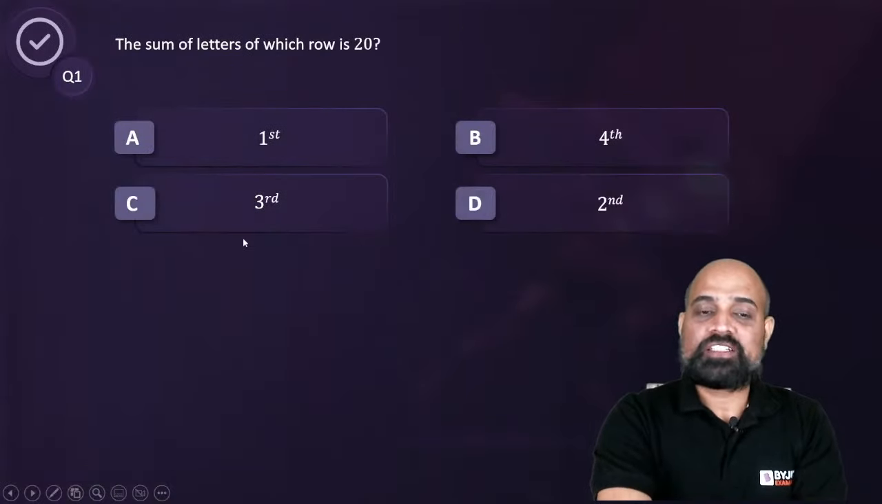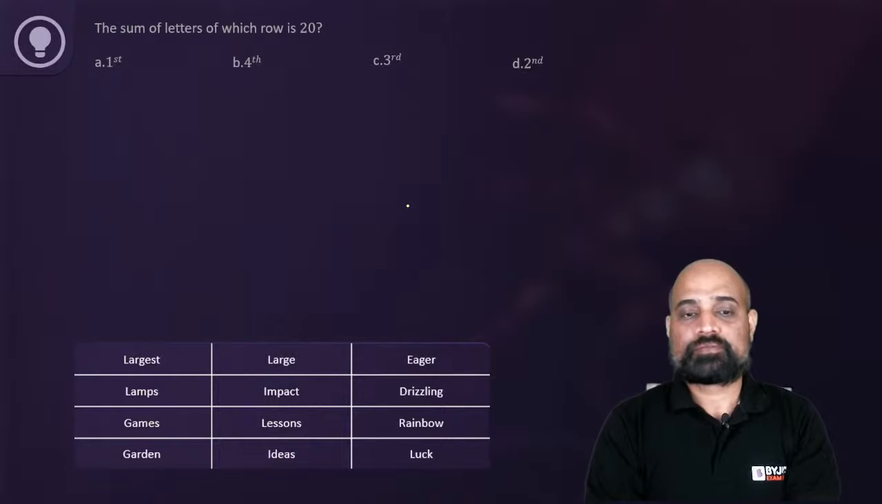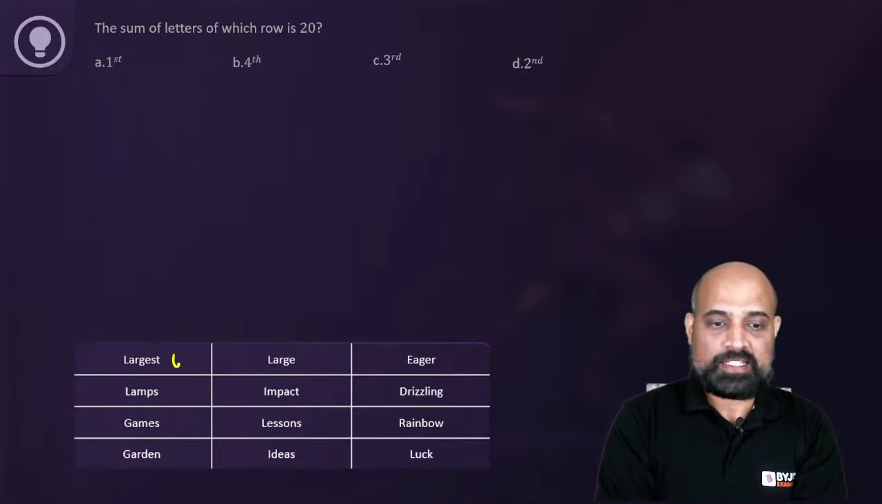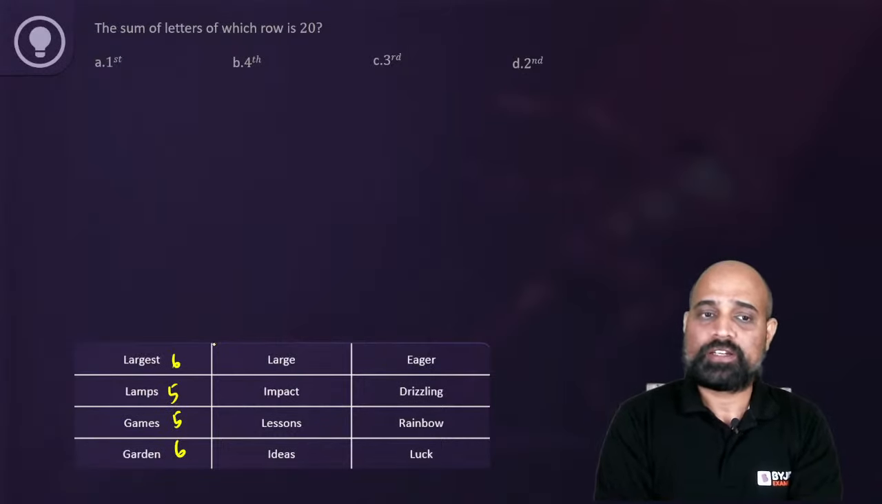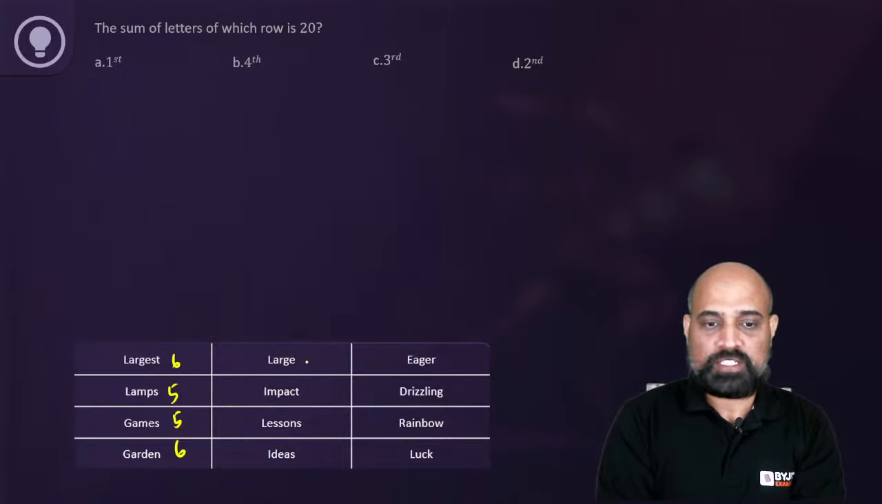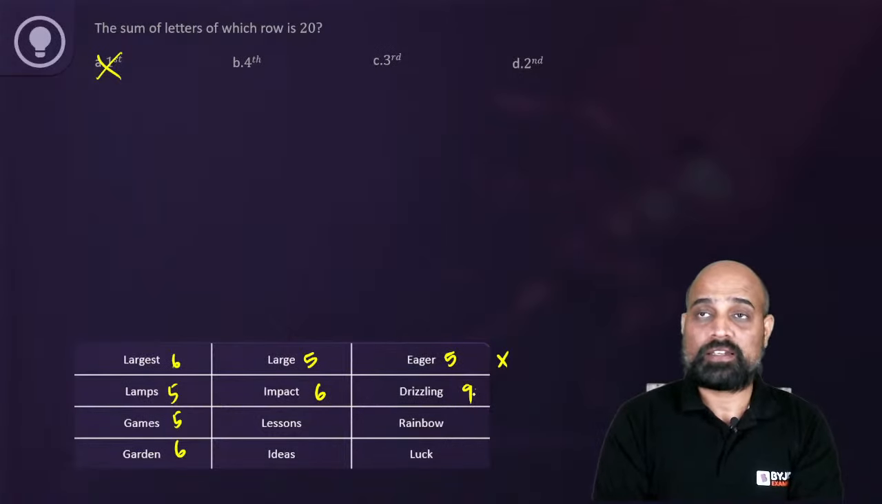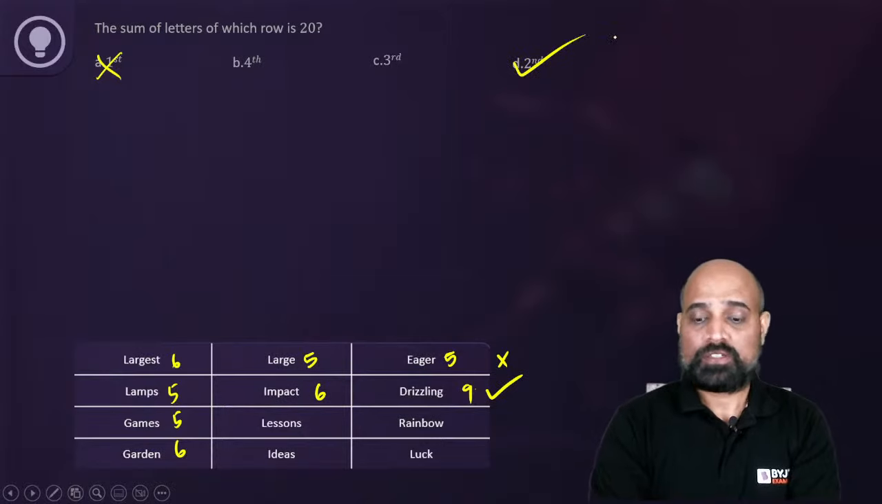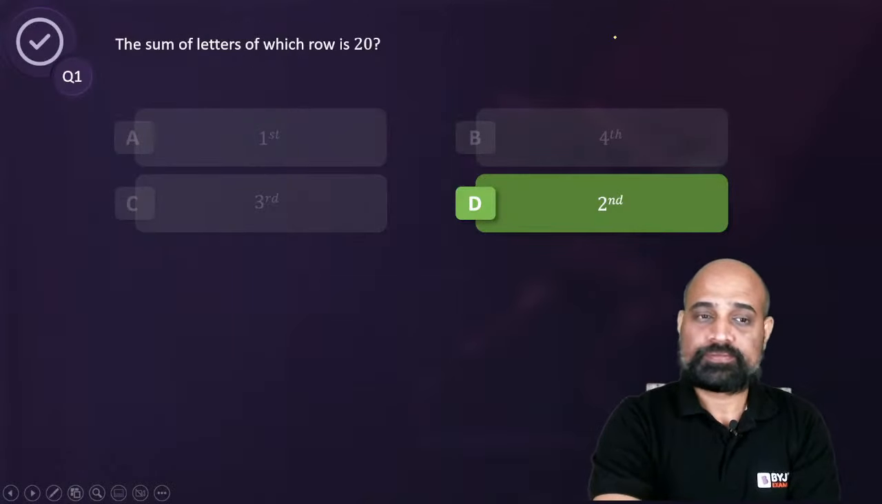So the sum of letters in which row is 20? Largest is a 6-letter word, lamps is a 5-letter word, games is a 5-letter word, and garden is a 6-letter word. This is definitely more than 20. Oh, you're talking about the row. So this is 6, 5 and 5. This is not 20, so it is not the first row. This is 5, 6 and this is 9. So 5 plus 6 plus 9 is 20. So this is our second row. The sum of letters is 20.